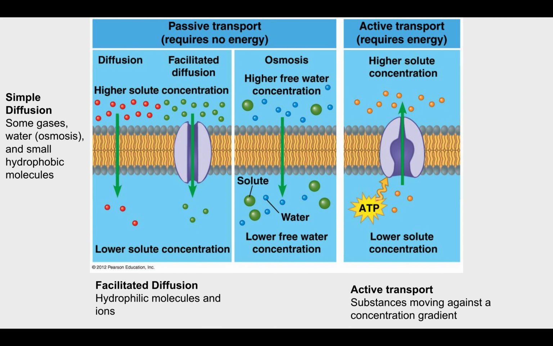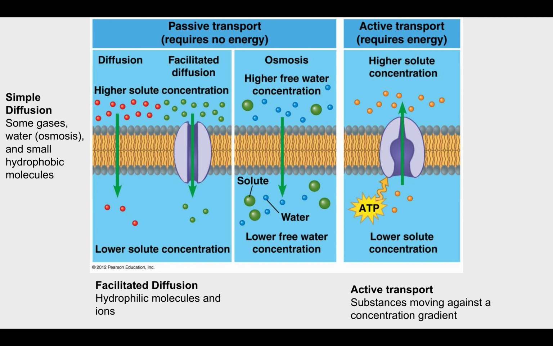We also have facilitated diffusion. Again, we're going with the gradient from high concentration to low concentration, but we need the aid of a transport protein. This is for molecules that can't traverse the hydrophobic interior of the plasma membrane, like ions and hydrophilic molecules.